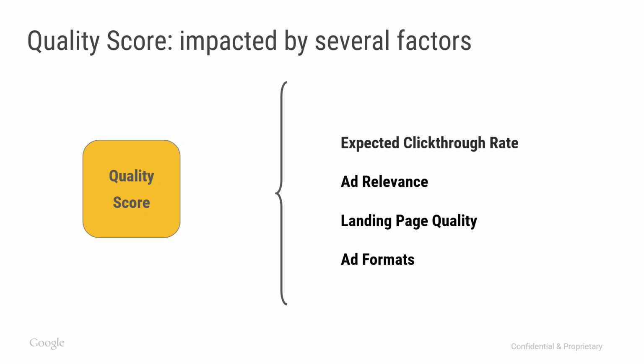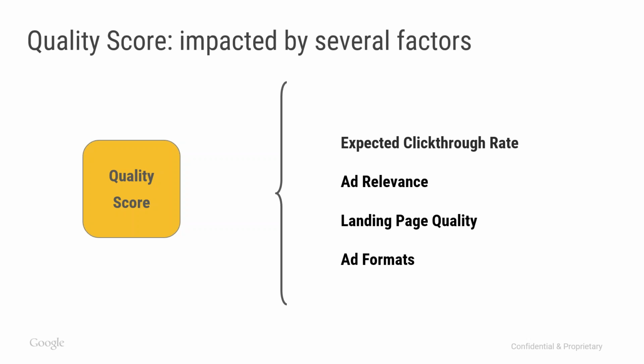And lastly, the ad formats. So the different formats or extensions that we have, let's say site links, location extensions, call extensions. All these extra extensions that we have discussed improve your click-through rate and hence increase the quality score of your ad.